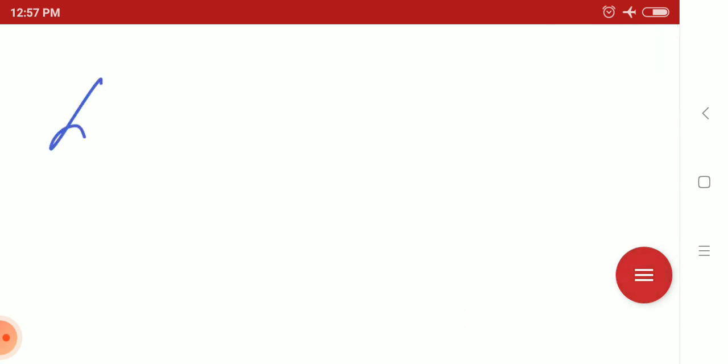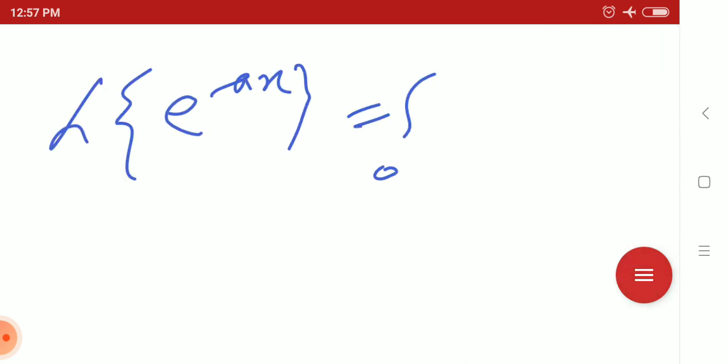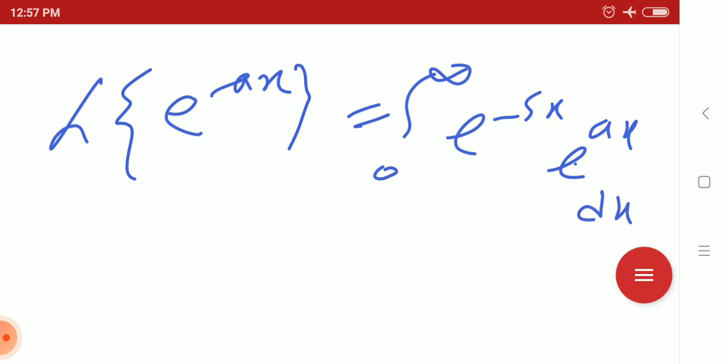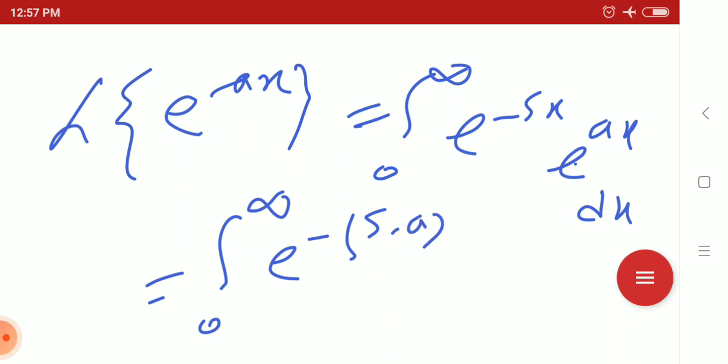Suppose we do the Laplace transformation of e to the power a x. We will get the integration from 0 to infinity of e to the power minus s x times e to the power a x dx. So we will get, let me write clearly, the integration from 0 to infinity of e to the power minus (s minus a) x dx, equals 1 by s minus a.